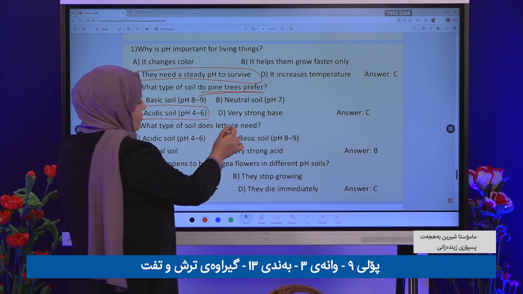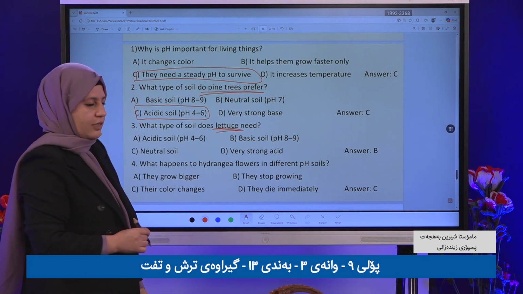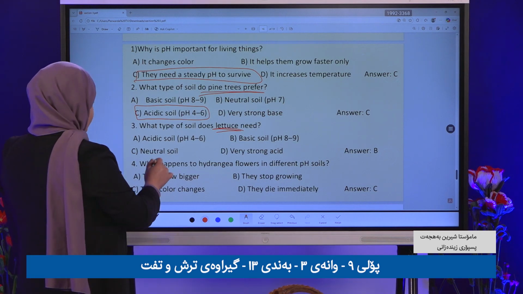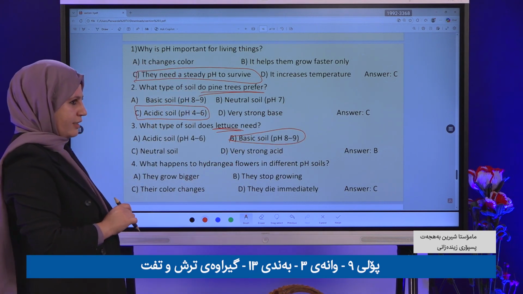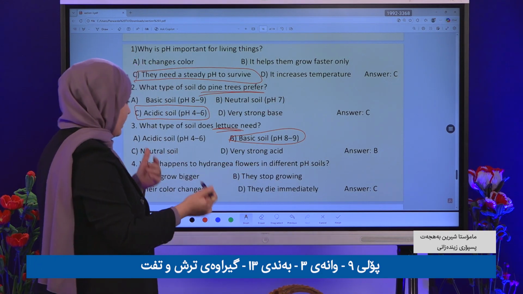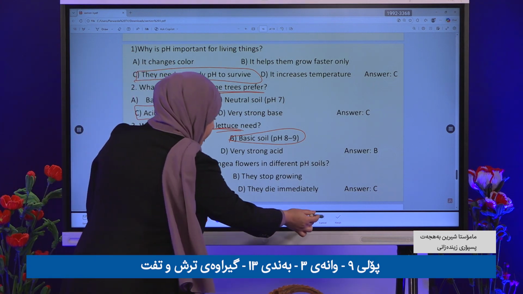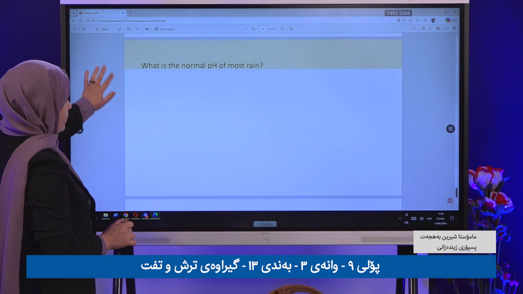What type of solution is the one we put on salad? It needs which kind? Base, between 8 and 9. Okay. What happened to hydrangea in different soils? The color is changed. Get it? Perfect. That's all.